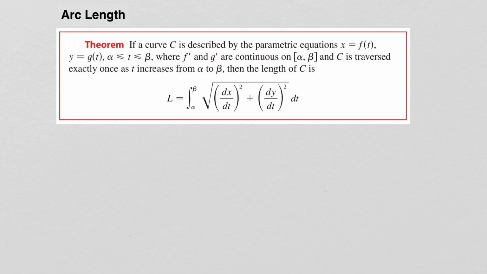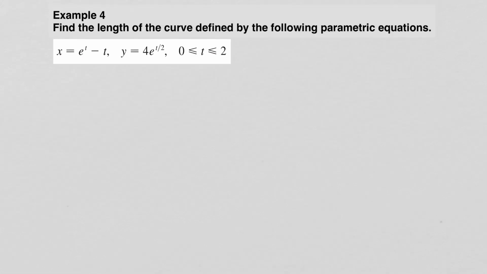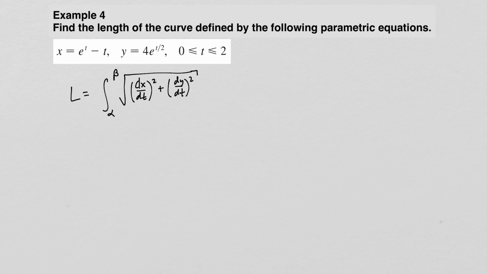So let's go ahead and take a look at an example. Here we want to find the length of the curve defined by the following parametric equations. x equals e to the t minus t, y equals 4e to the t divided by 2, where t is between 0 and 2. So we know that the formula for the arc length is L equals integral from alpha to beta, square root of (dx/dt) quantity squared plus (dy/dt) quantity squared. It's the square root of that whole thing, and then with respect to t.